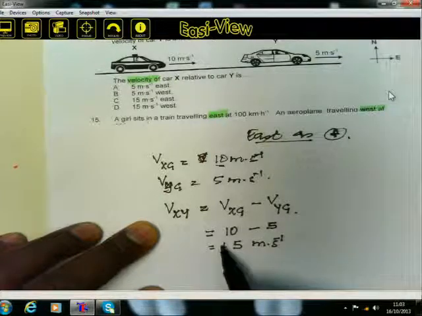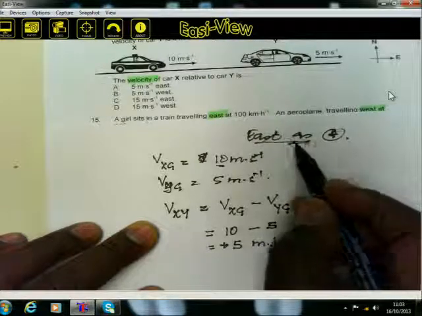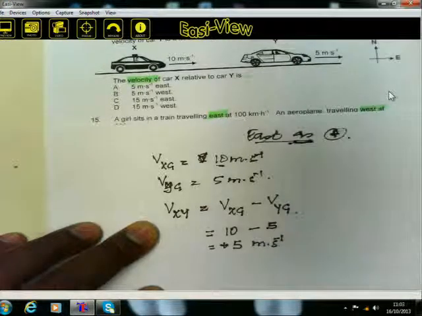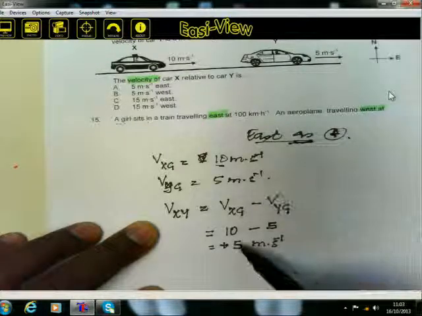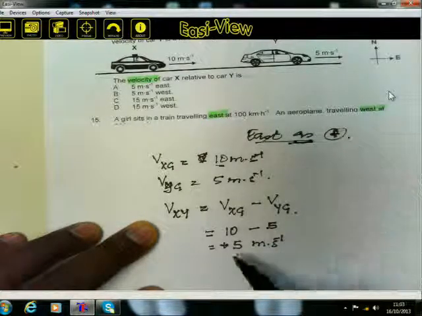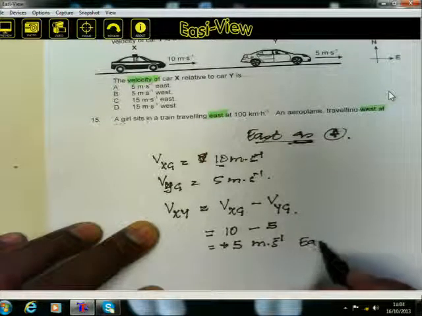Our answer is positive. Now we compare that answer with the original direction that we chose before we solved this problem. East is positive, our answer is positive, so this car will be moving east.